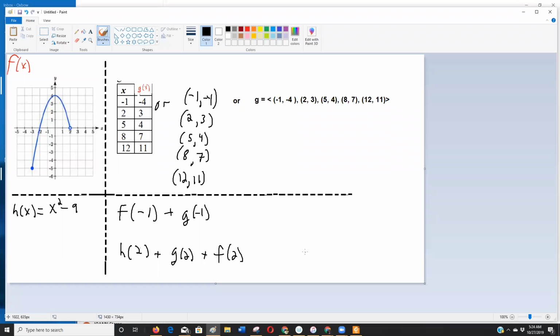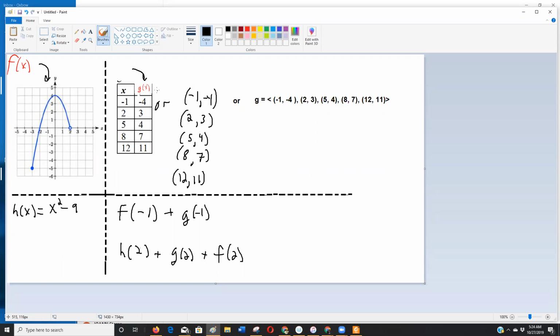So how do we evaluate functions that are given in different representations? I'm given the function f of x in terms of a graph. I'm given the function g of x in terms of a table. And I also wrote it out a couple of different ways.